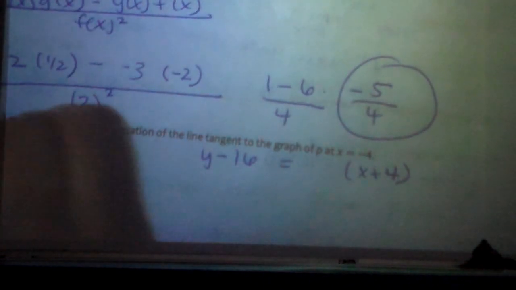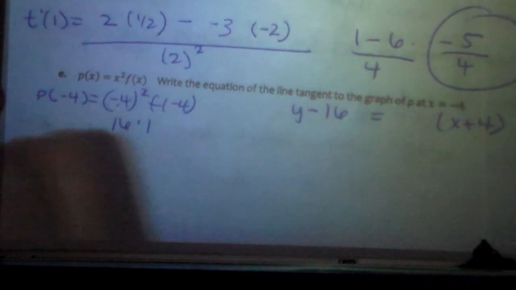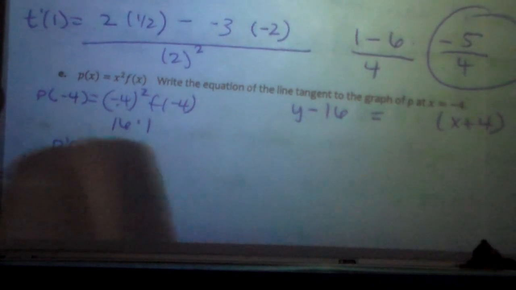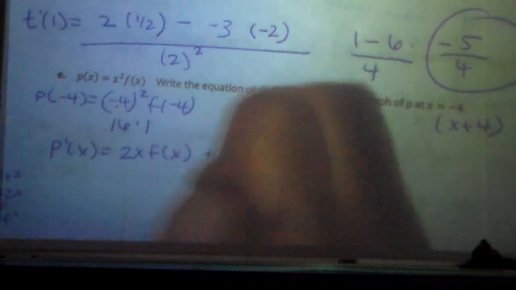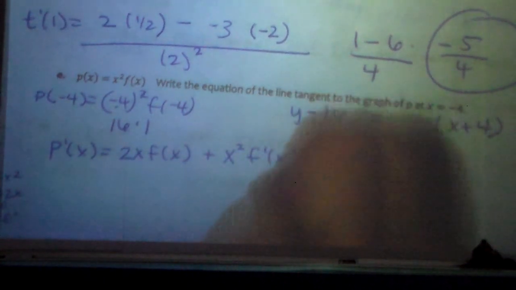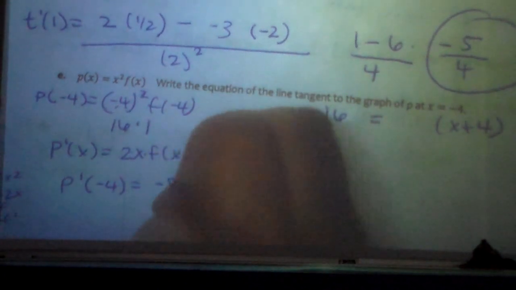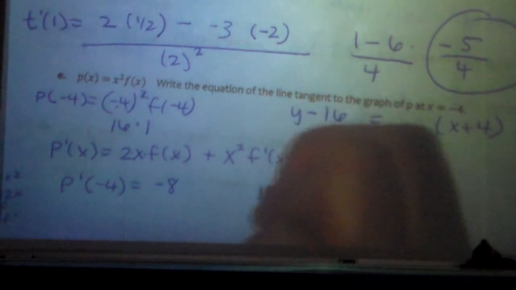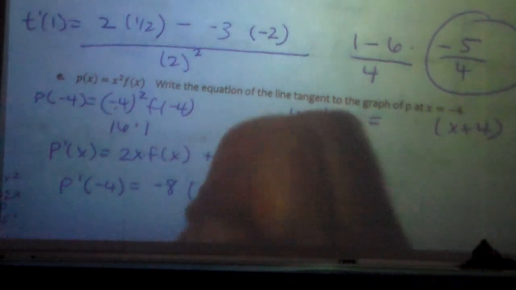So this is 16. Now I need to take the derivative, always write it in terms of x first. So this is going to be product rule, u is x squared, u prime is 2x, v is f, v prime is just f prime. So this will be 2x f of x plus x squared f prime of x. Plug in at negative 4. 2 times negative 4 is negative 8. Negative 4 squared is 16. F of negative 4, we just said, was positive 1.